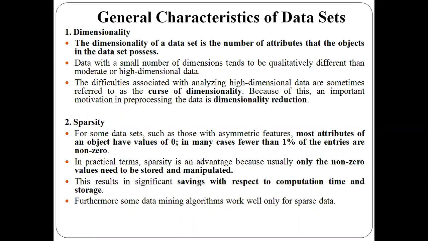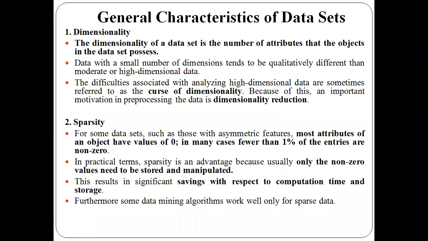Sparse data is related to data sets that contain asymmetric features. In the case of asymmetric features, many of the attributes will have zero values, and only 1% of the attributes will have non-zero values.